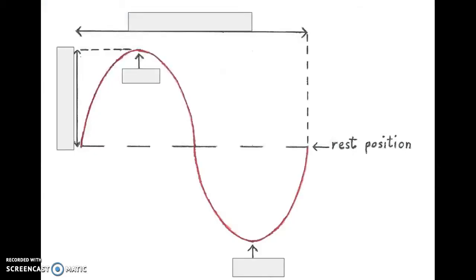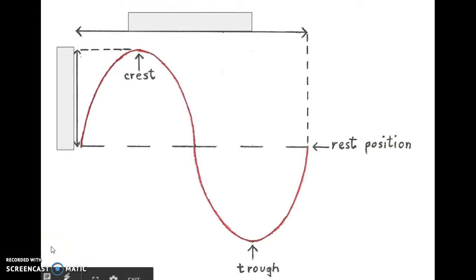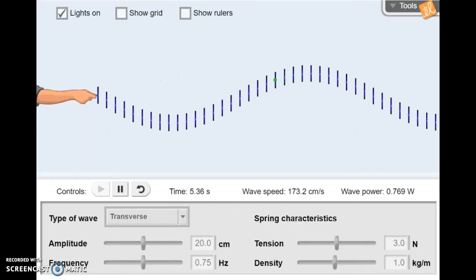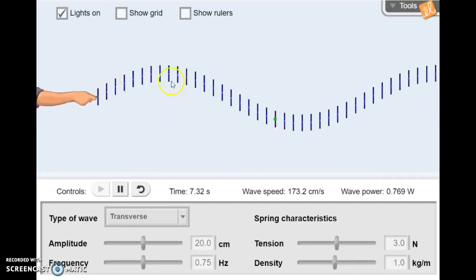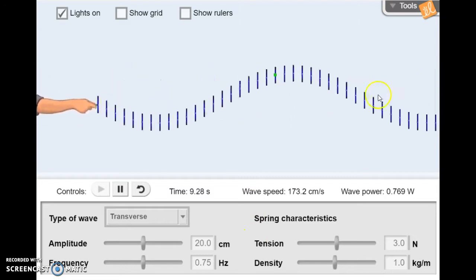Now we can label the crest and the trough on our graphic organizer. This part is called the crest, the top of the wave. This is called the trough, the bottom of the wave. Think about how these could impact wave energy. The higher the crest, the more energy. The lower the crest, the less energy. Same goes for trough.